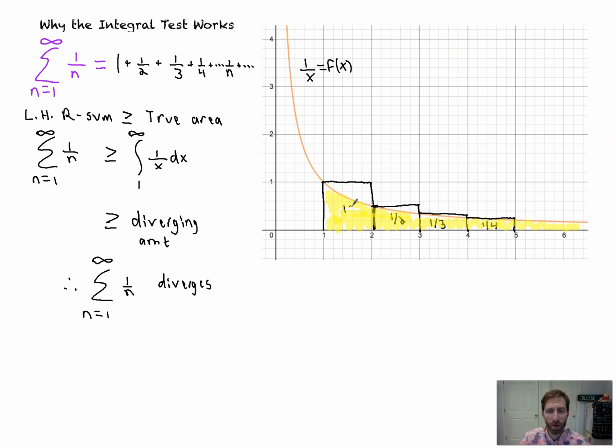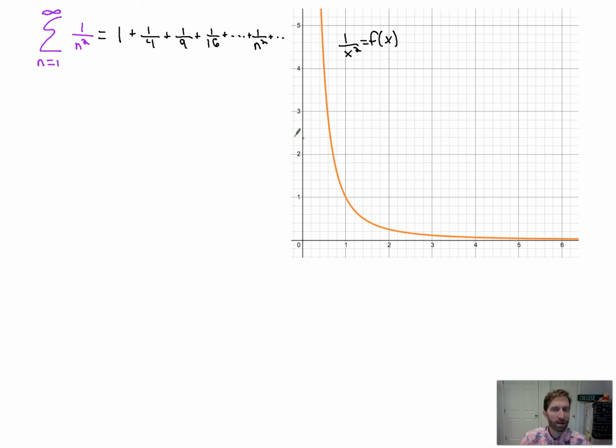A right-hand sum would have been an under approximation, but an under approximation being less than diverging doesn't show us anything. Being more than diverging does. So I suspect that this integral is going to actually converge. So I want to be under converging. So I use a right-hand sum to represent the areas of things.